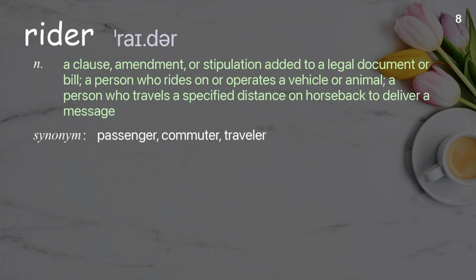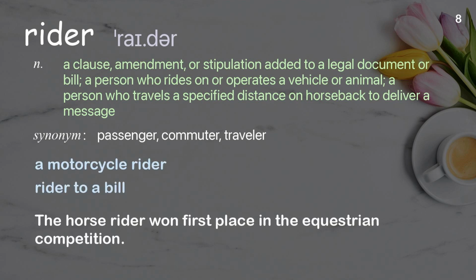Rider. A clause, amendment, or stipulation added to a legal document or bill. A person who rides on or operates a vehicle or animal. A person who travels a specified distance on horseback to deliver a message. Examples: A motorcycle rider. Rider to a bill. The horse rider won first place in the equestrian competition.